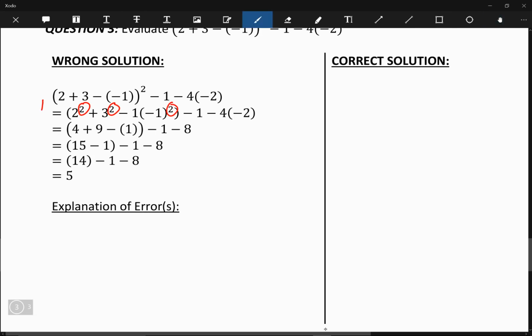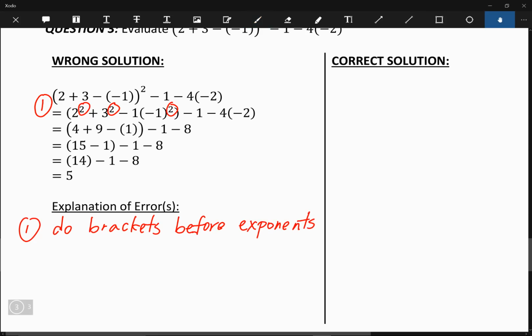Okay, so let's just say this is number 1. Number 1, do brackets before the exponents. Okay. So what's that going to look like? Here on the side, you have to do 2 plus 3. And if you notice, the double negative, the same sign makes it a positive, so plus 1. And then all in brackets, then you do the square after.